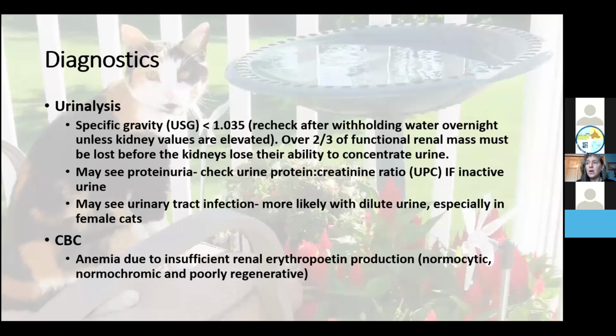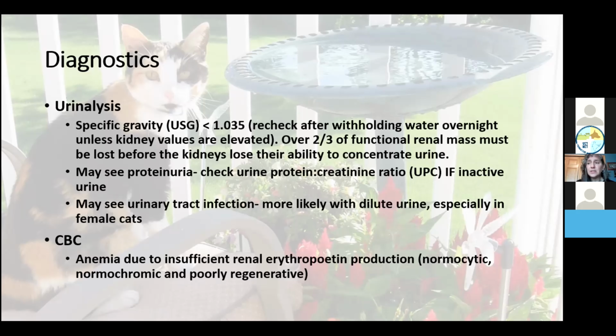And knowing that over 2/3 of the functional renal mass is lost before the kidneys lose their ability to concentrate urine, and actual isosthenuria, where the kidney has no concentrating ability, is between 1.008 and 1.012. Within the urine, you may see proteinuria, and in these cats that are diagnosed with chronic kidney disease, you always want to check a urine protein creatinine ratio.